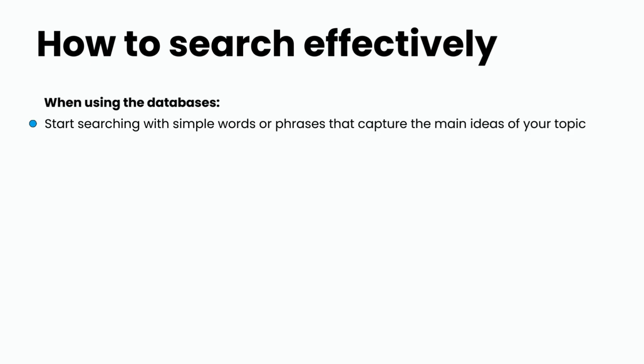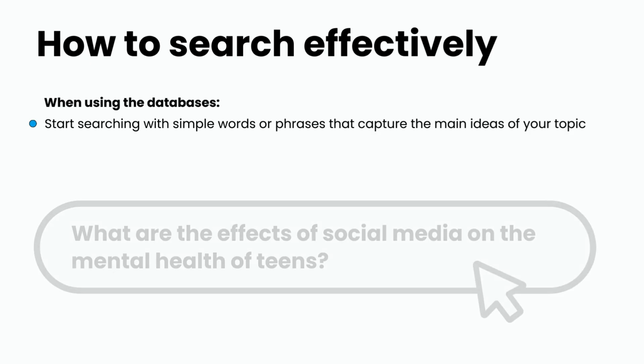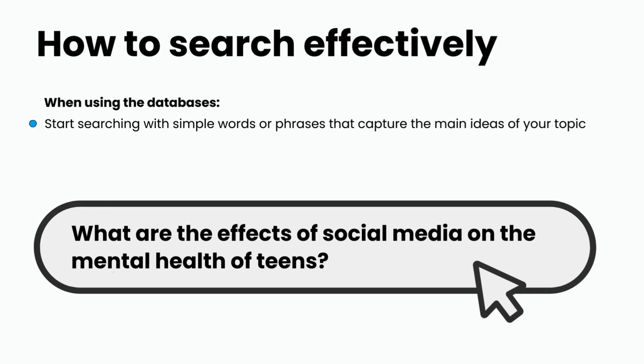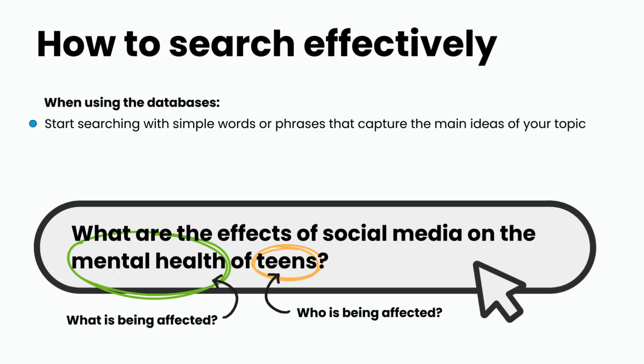When you're ready to begin searching the article databases, it's important to start with simple words or phrases that capture the main ideas of your topic. Your search results will only be as good as the keywords you use. If you're researching the effects of social media on the mental health of teens, you can focus on the keywords that identify who is being affected, what is being affected, or what is having an effect. In this case, social media, teens, mental health.